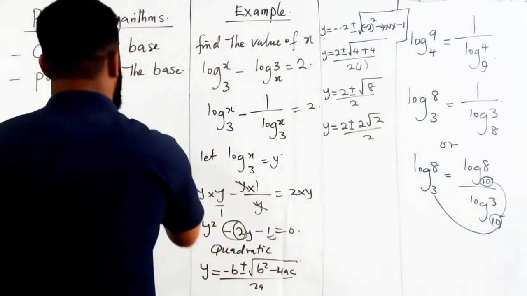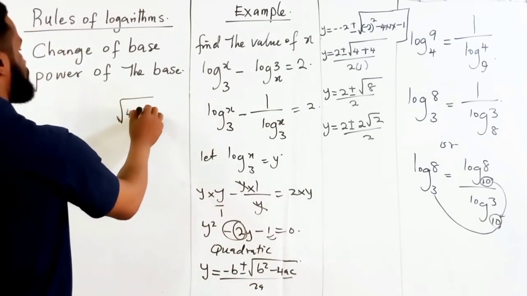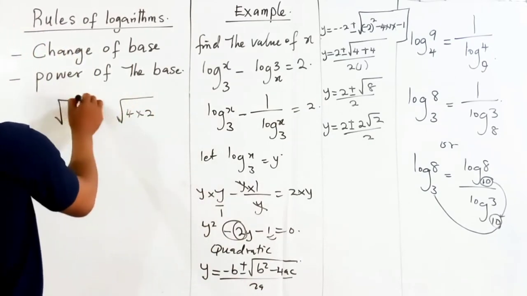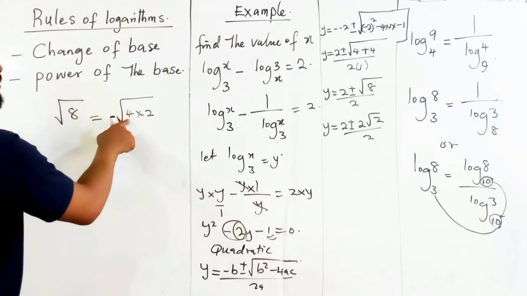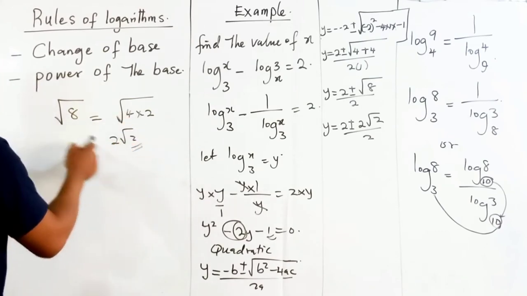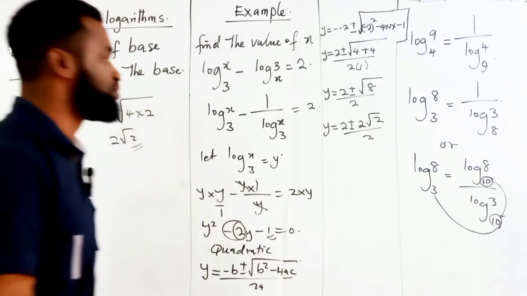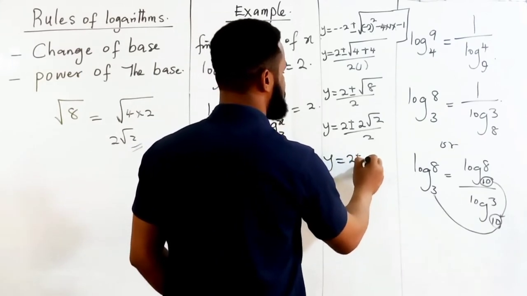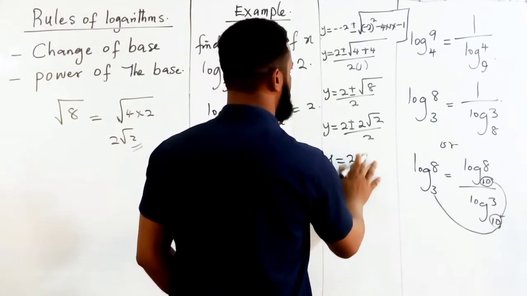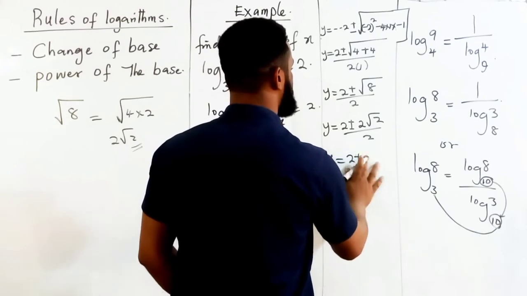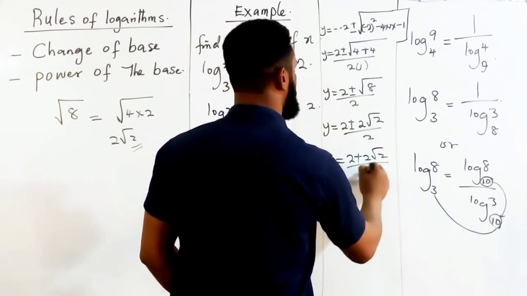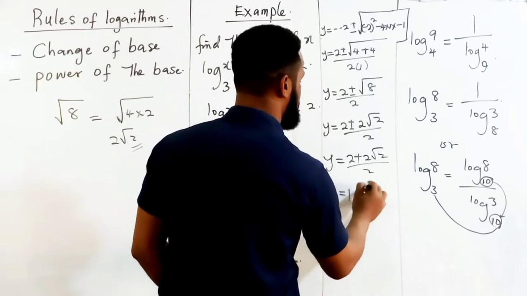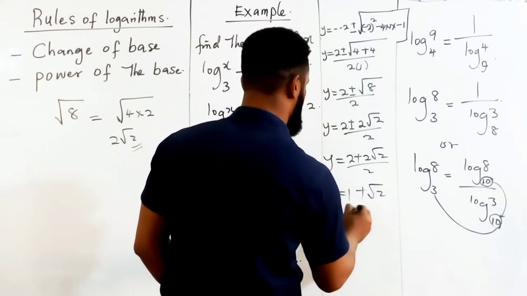Remember, 4 times 2 is equal to root 8. The square root of 4 is 2, so that is why root 8 turned out to be 2 root 2. So I have that y is equal to 2 plus or minus 2 root 2 all over 2. Y is going to be 1 plus root 2.